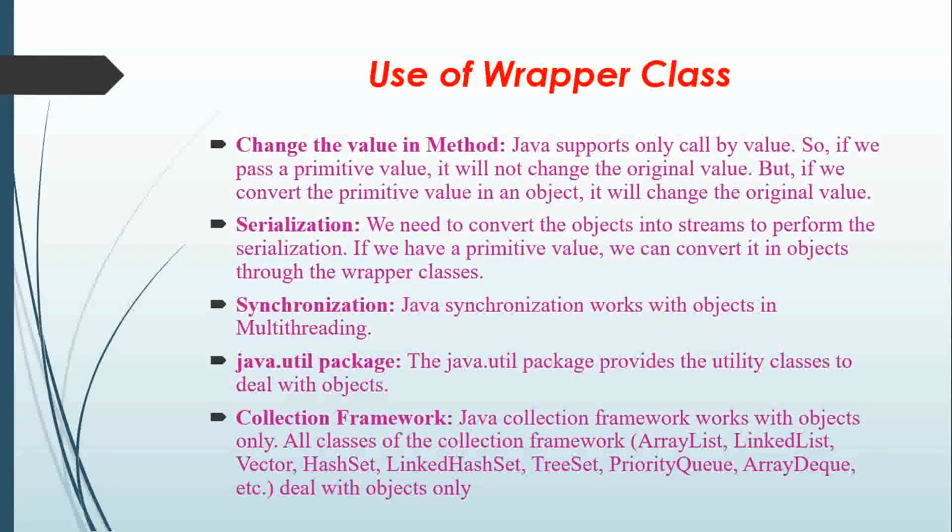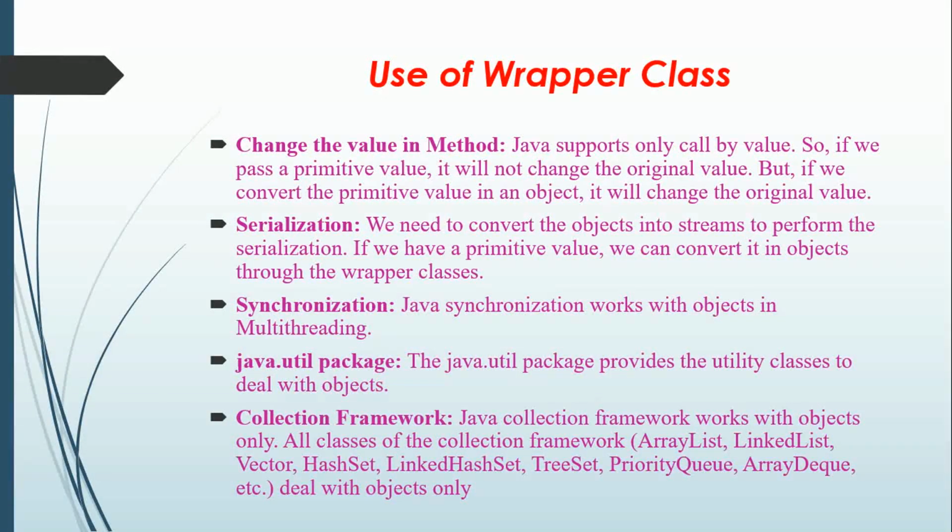So what is the use of wrapper classes? It changes the value in a method. Java supports only call by value, so if we pass a primitive value, it will not change the original value. But if we convert the primitive value into an object, it will change the original value. Serialization: we need to convert the object into streams to perform serialization. If we have a primitive value, we can convert it into objects through the wrapper classes.